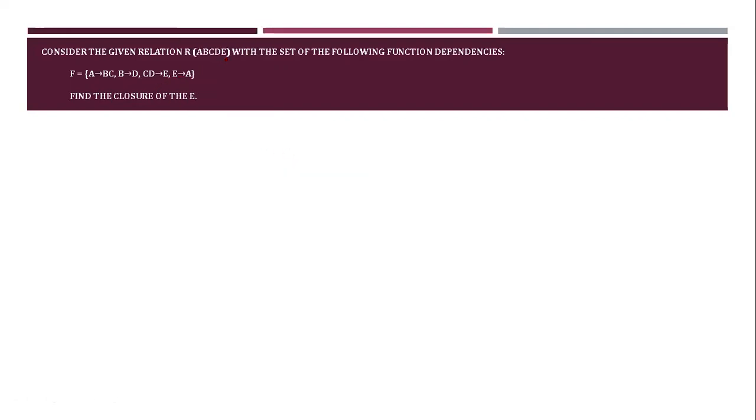So what happened over here? Here a relation R, A, B, C, D, E is given and a set of functional dependencies is given. And you have to find the closure of E, right? So what do you have to do first? First let X plus be E. X plus is E, right? And then check one by one FD. Check one by one FD.